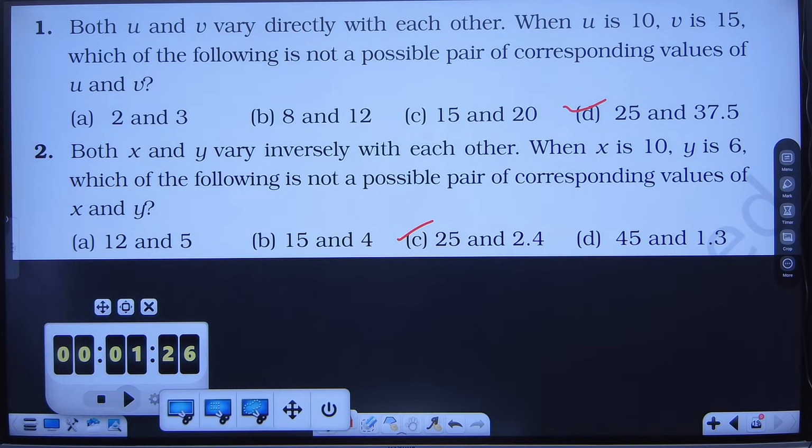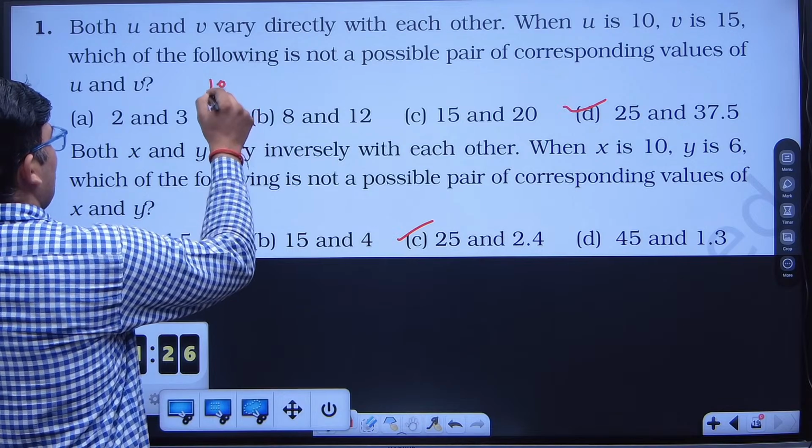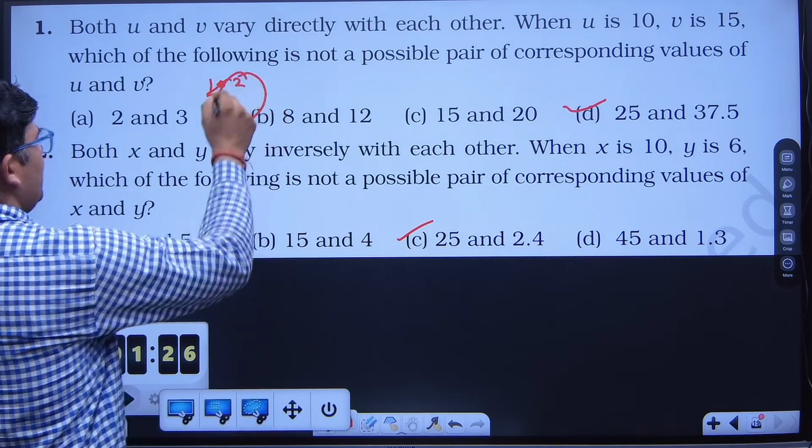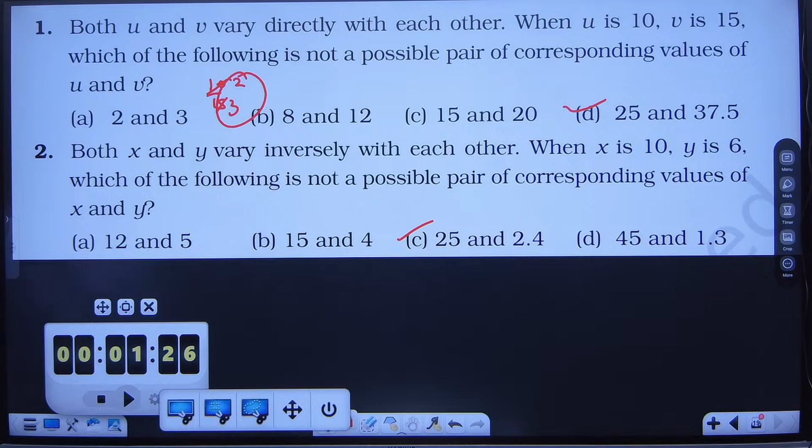Both U and V vary directly with each other. When U is 10, V is 15. Which of the following is not possible pair for the corresponding values? Directly means U upon V must be constant. That means 10 upon 15 must be constant. So the ratio should be 2 and 3. So the first option is also correct.